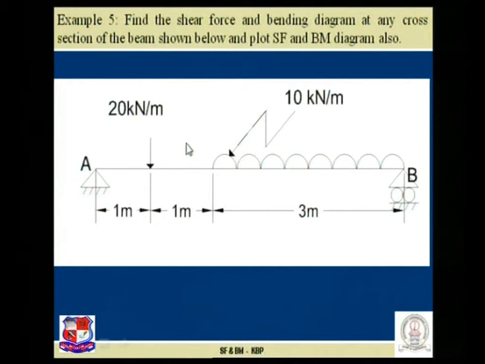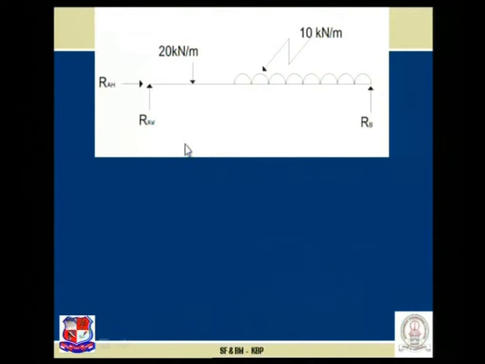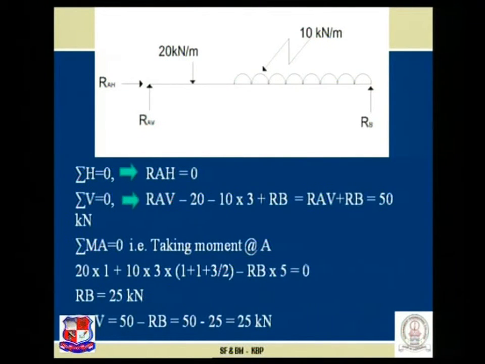So step number 1, we have to find out the support reactions. For the given beam, this is the free body diagram which shows all the reactions RAH and RAV, and over here it is RB. By taking sigma H is equal to 0, there is no external horizontal force acting on this body, so RAH is equal to 0.